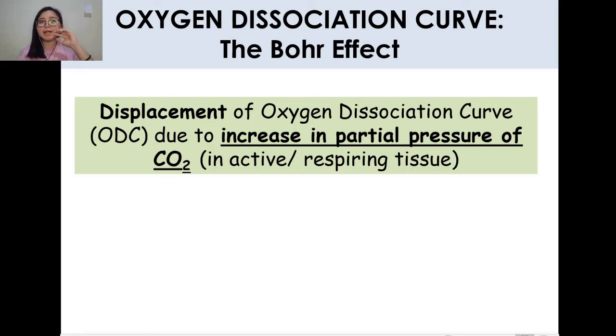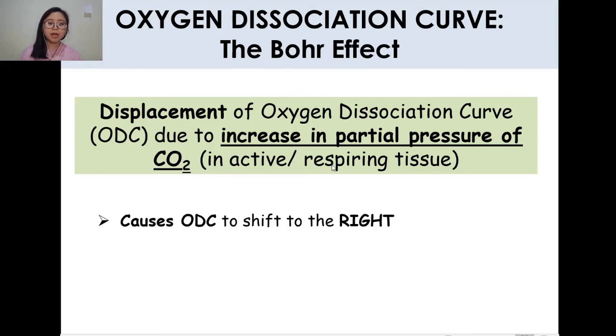So tadi kita cakap pasal kalau kita tengok oksigen sekejap. Sekarang kita tengok di sel-sel, di tisu-tisu yang sedang melakukan aerobic respiration, dia lepaskan karbon dioksida kan? So bila ada karbon dioksida, macam mana dia akan mempengaruhi keberkesanan hemoglobin? When you have increasing partial pressure of carbon dioxide, that means banyak carbon dioxide dalam tisu kita, it will cause the ODC to shift to the right.